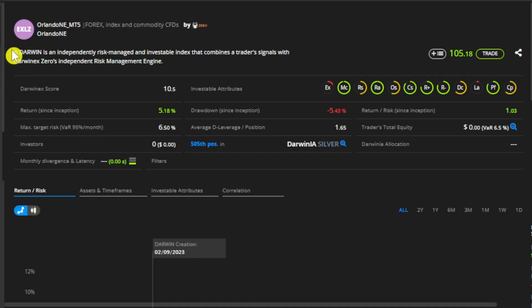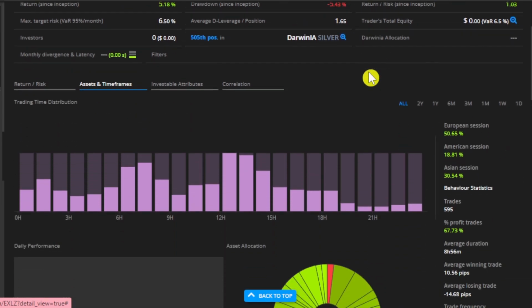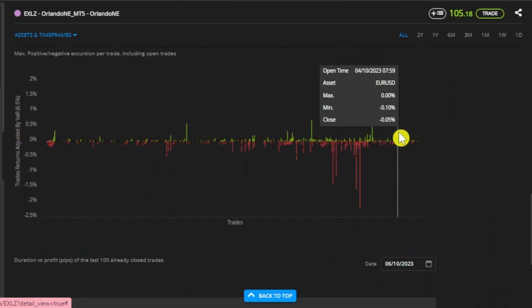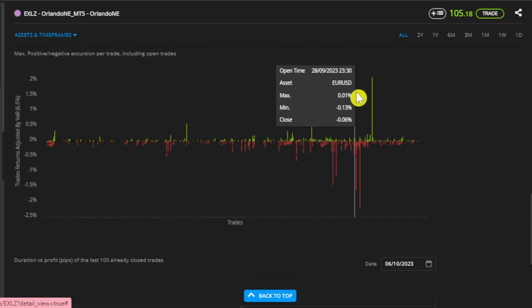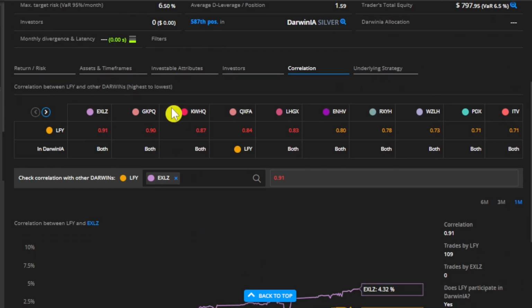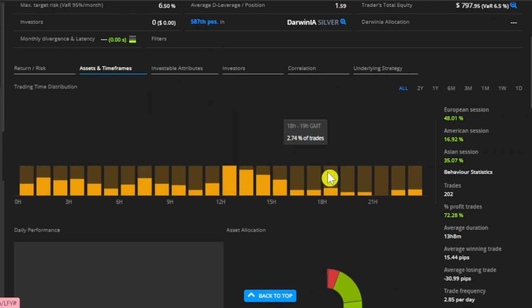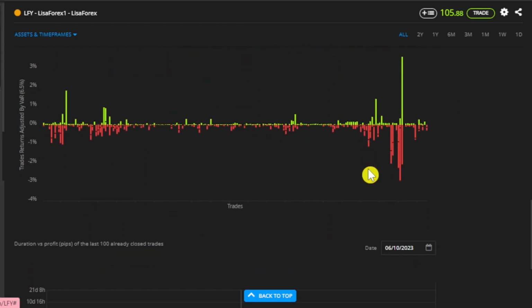To dig in deeper into this Orlando NE person, I'm going to go into assets and timeframes and scroll down to the bottom a little bit more into this chart right here, the max positive negative excursion per trade including open trades. What a mouthful. Anywho, let's take a look at this big losing trade right here, and that looks like a New Zealand USD trade on the 29th of September. And I'm going to go back to my own account, go under assets and timeframes, scroll all the way down to the bottom, and I can see I have the exact same trade, New Zealand USD on the 29th of September.